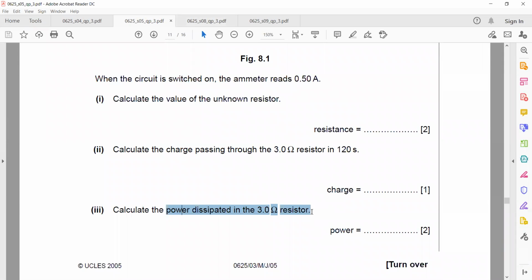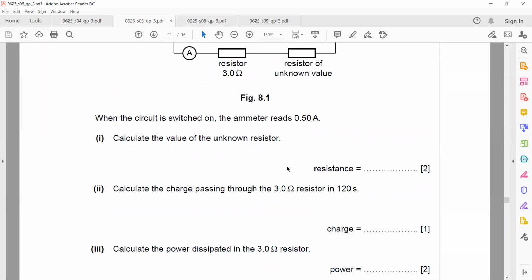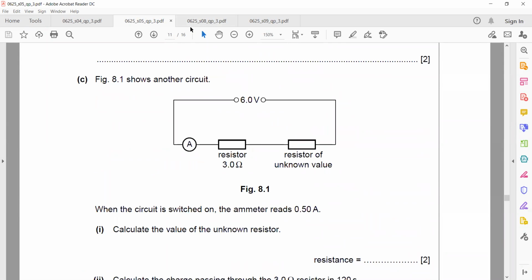Calculate the power dissipated in the 3 ohm resistor. So how to calculate the power? Because resistors are a component in which there is always a power loss. So power dissipated, or power loss. How will I get the power? I have the formula: power is equal to VI.